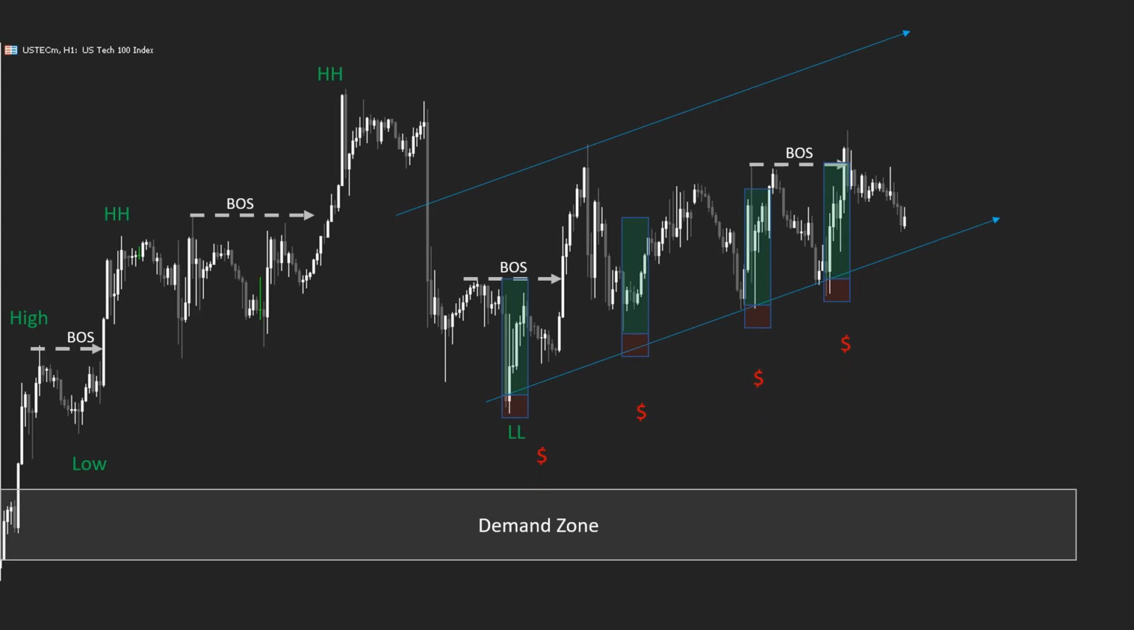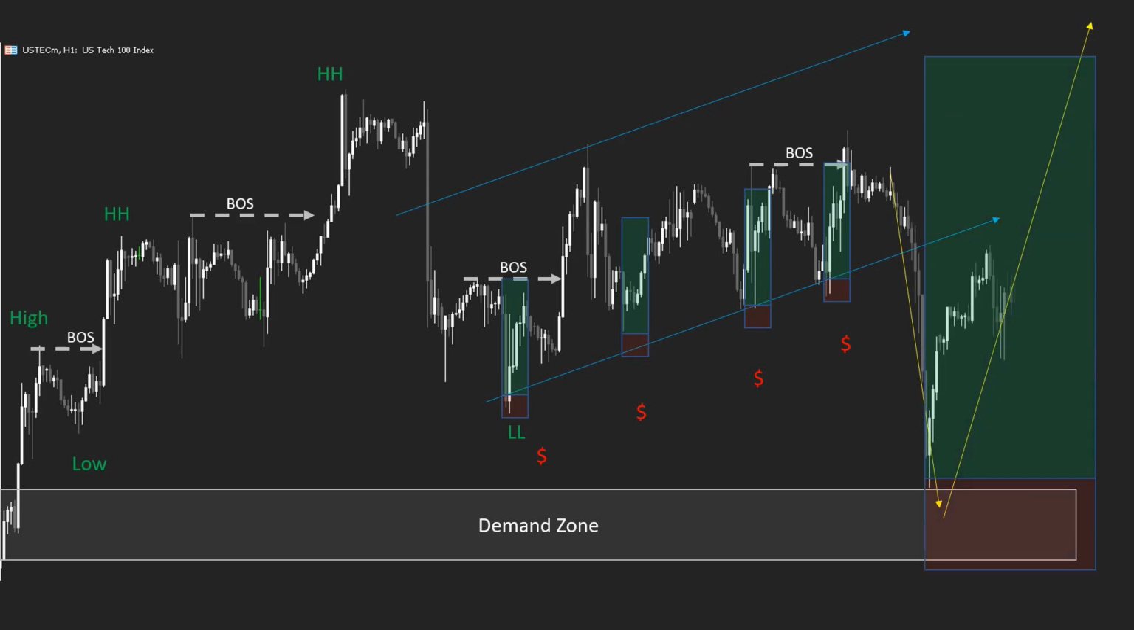Smart money traders only enter the market after the market has swept the liquidity. And from here we anticipate price to tap into the demand zone, sweeping the liquidity below the trend line and pushing back to the upside. We then place our long position and wait. As anticipated, price taps into the demand zone and reverses to the upside, hitting our TP.